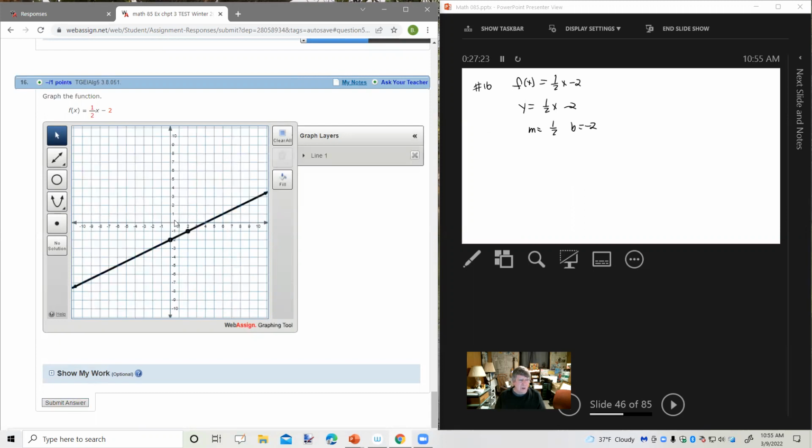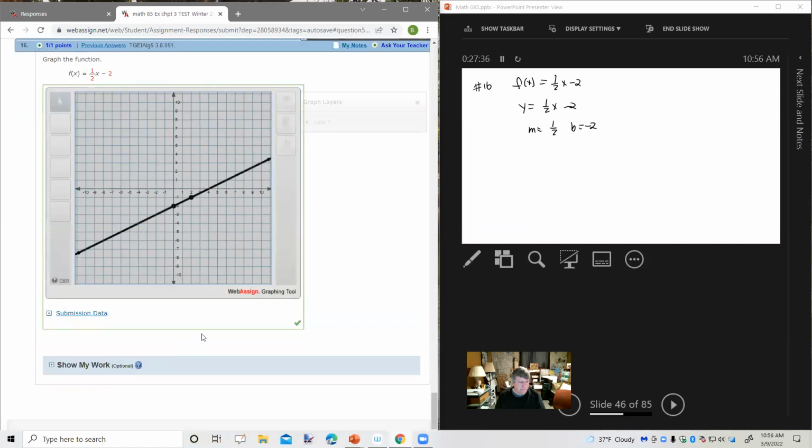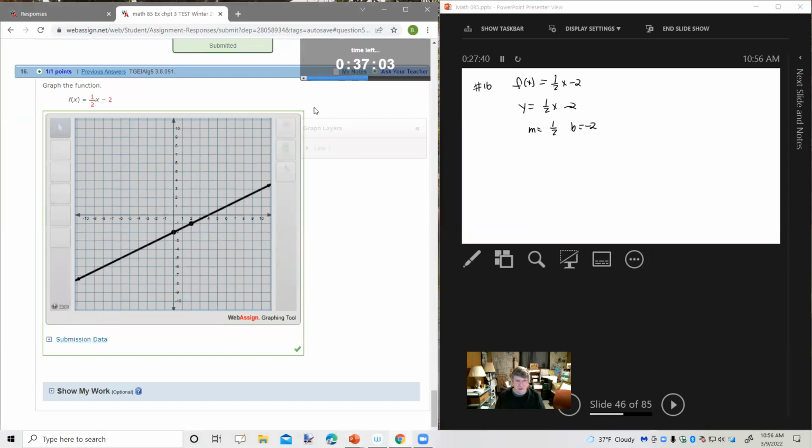Now, again, I could plug in x values and find y, but this would be the easiest way since it's already in slope-intercept form. All righty. Well, that's all I have for this.